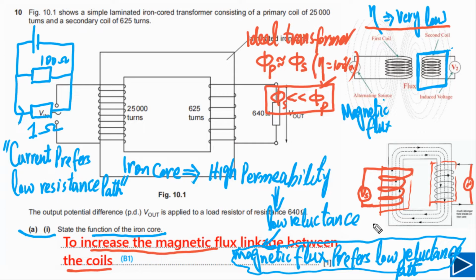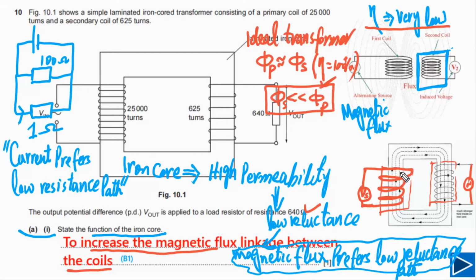Why is this magnetic flux the same? Because the iron core has low reluctance. So the magnetic flux will not escape to the air, because air has high reluctance. The magnetic flux will be captured by the iron core and stay in the iron core. So the magnetic flux in the primary coil and the magnetic flux in the secondary coil will be the same. That is the main reason.